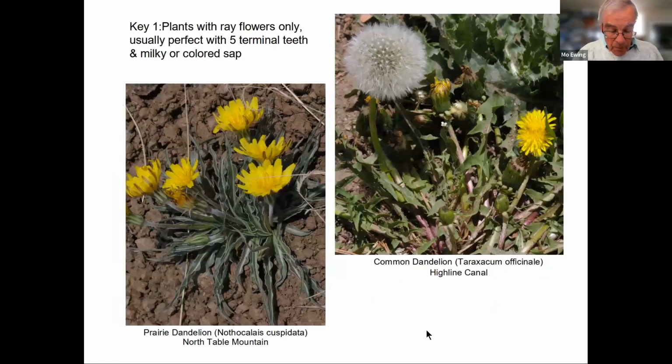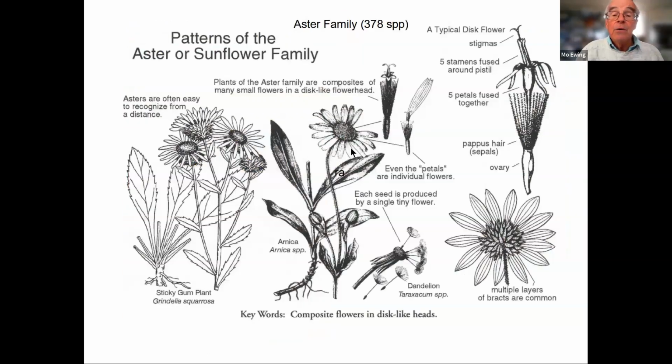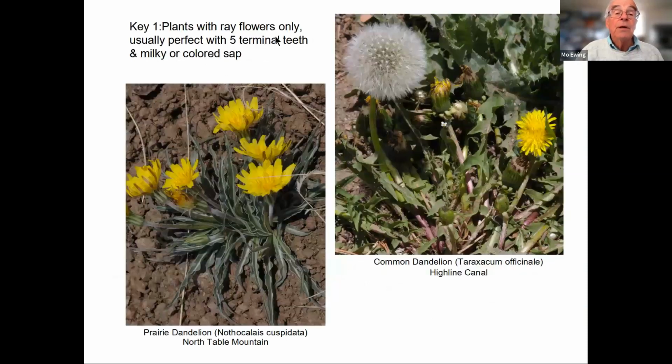In order to get you down into one of the 6 groupings, you go into key 1. In this group, plants have ray flowers only. Remember, these are the ray flowers. These are the disc flowers. They have ray flowers only, usually perfect, which means the male and female are on the same plant, with 5 terminal teeth and milky or colored sap.